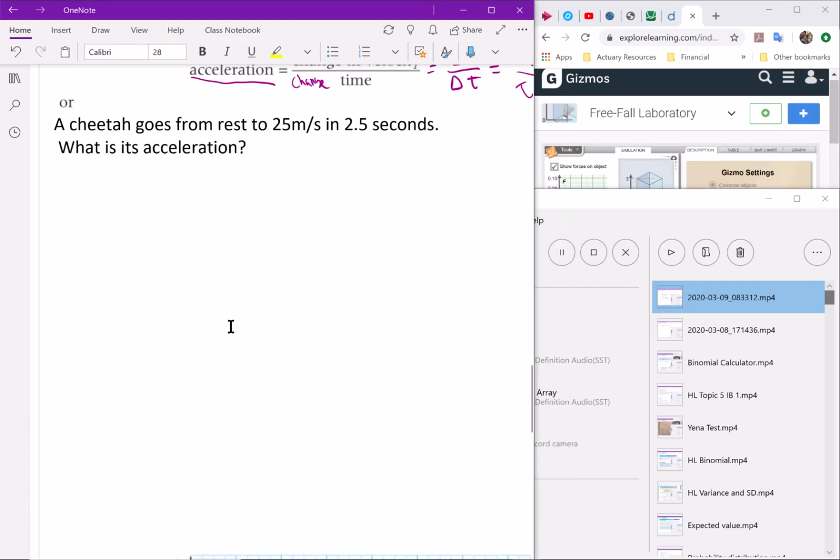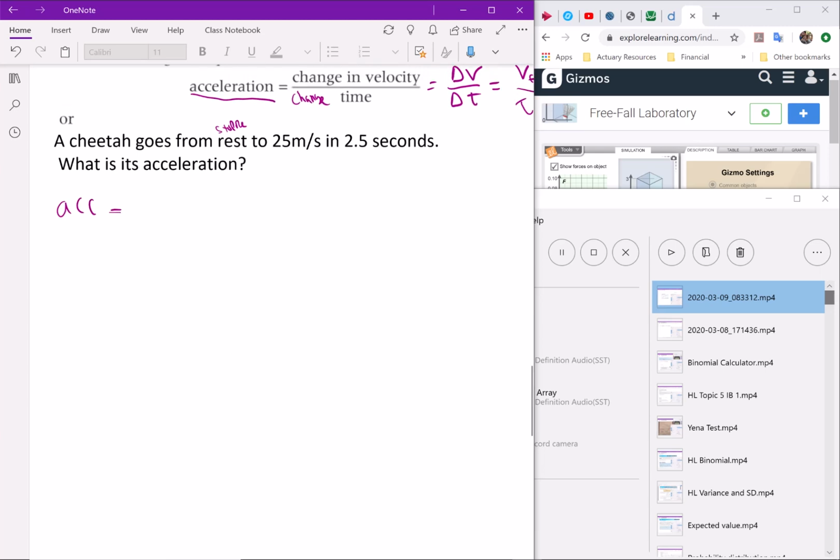Okay, so a very simple example might be a cheetah goes from rest, meaning stopped, to 25 meters per second in 2.5 seconds. What is its acceleration? So remember, if we're talking about acceleration, and again, this is average acceleration. When you talk about instantaneous, that's going to be like the next level of physics if you choose to do that. Change in velocity over change in time. If you want to think about this situation up here, think about what is the initial velocity? Well, it's at rest. The initial velocity is 0 meters per second.